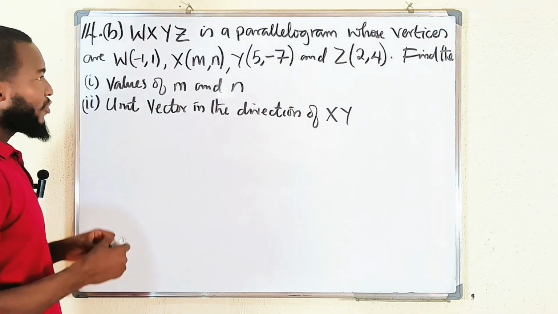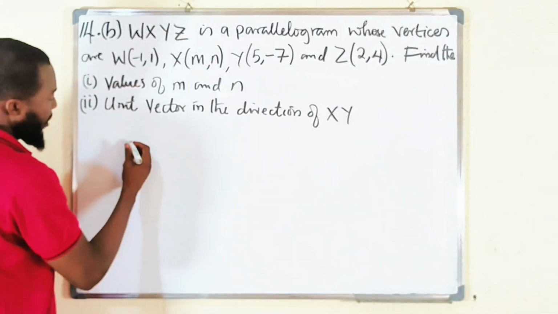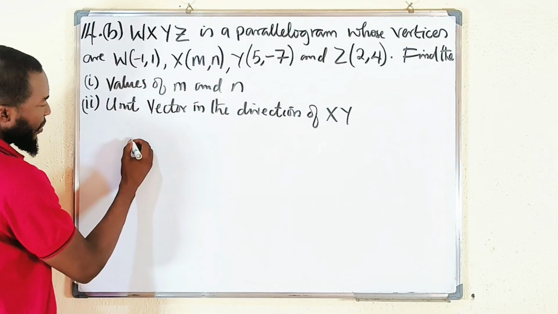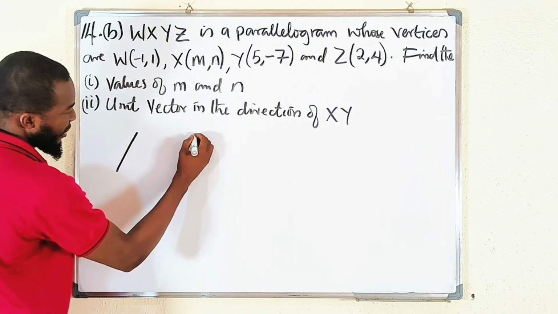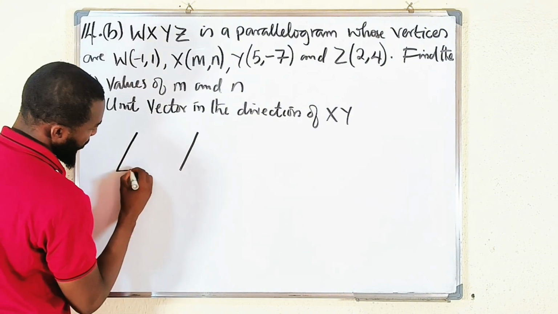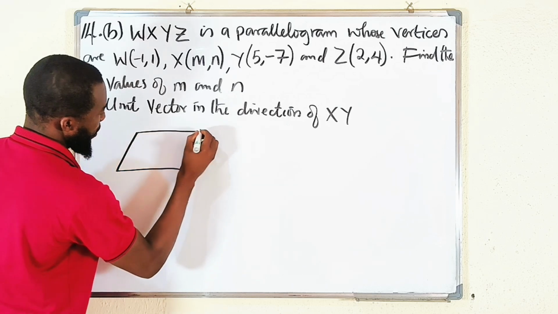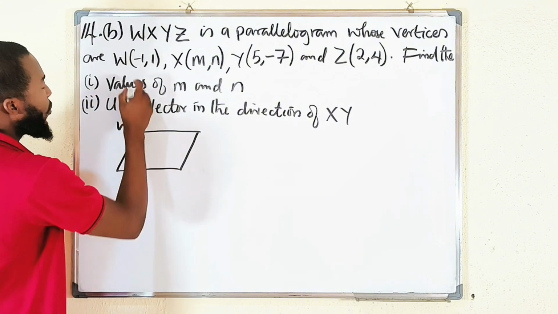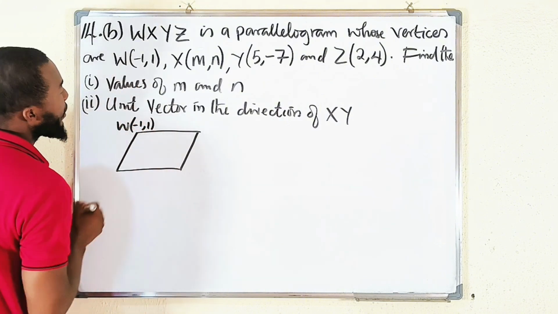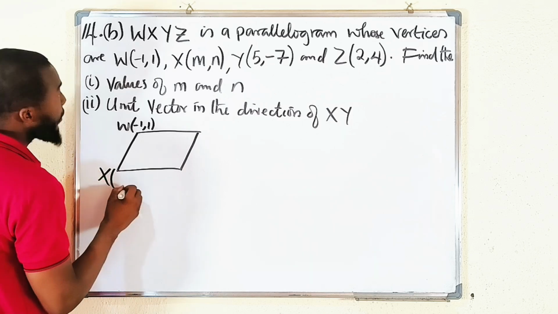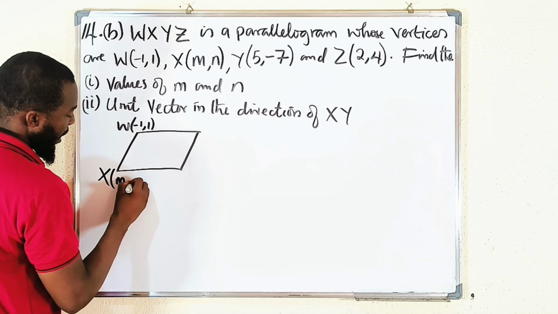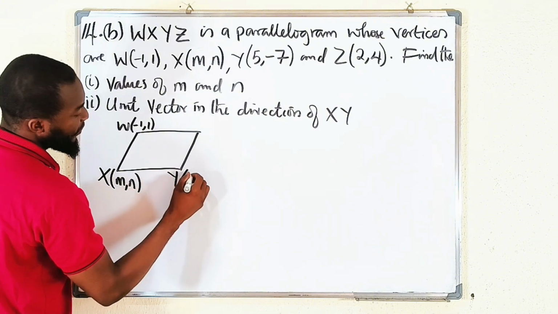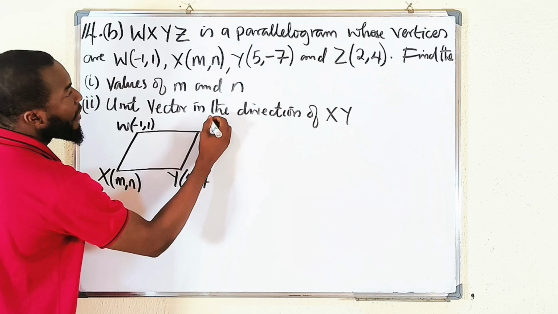Well, I think the best way is to draw the parallelogram. For a parallelogram, you should know that opposite sides are equal and parallel. So, assuming we have a parallelogram like this, W has which coordinate? Negative 1, comma 1. X has M, comma N. Y has 5, comma negative 7.